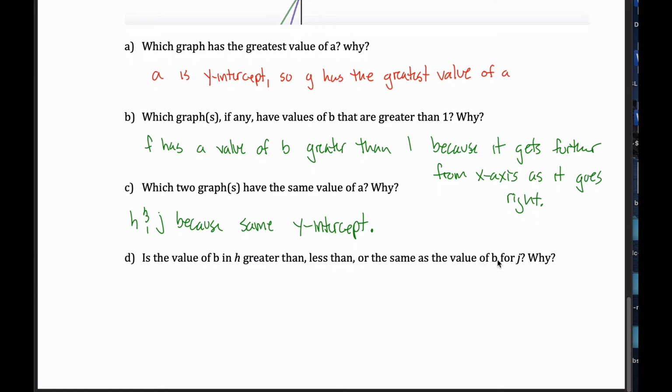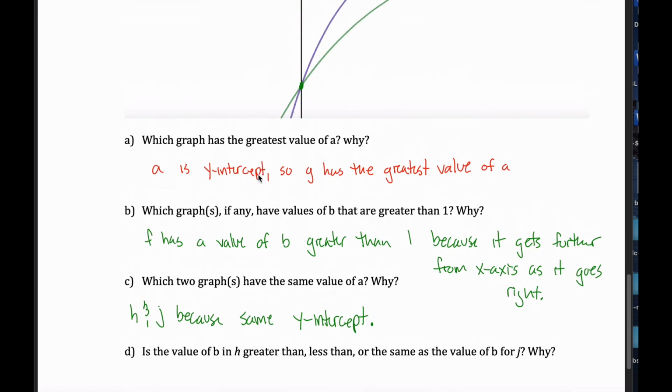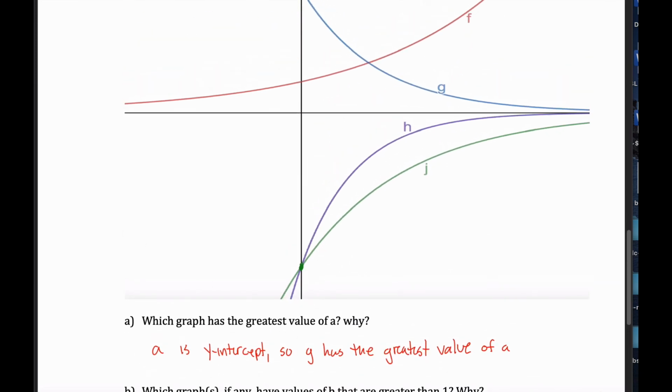And then finally, is the value of b in h greater than, less than, or the same as the value of b for j? So I'm supposed to compare h and j, and specifically their values of b. I think this is the hardest question on these graphs. First off, the reason I can compare their values of b is because they have the same value of a. So it'd be really hard for me to compare the values of b between g and h, for example, but between h and j I can do it.